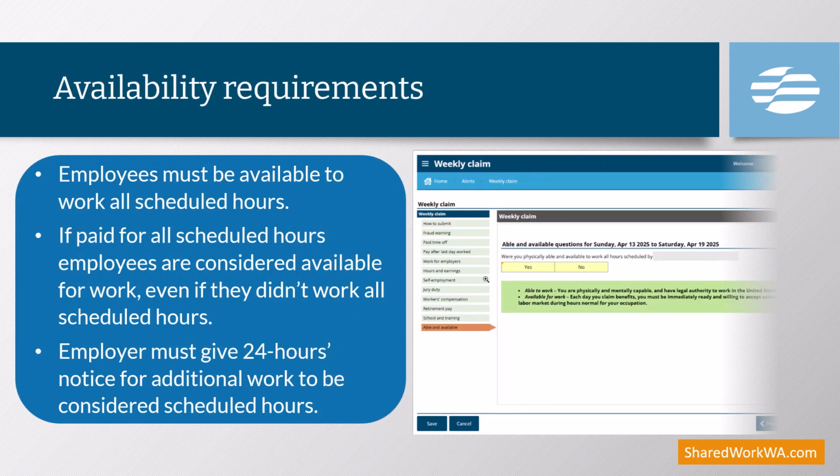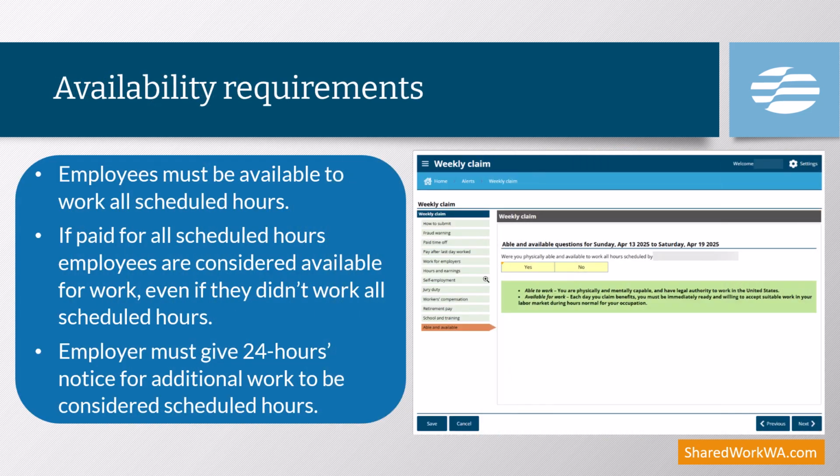To receive benefits, employees need to be able and available to work all scheduled hours. There are two exceptions to this requirement. First, if employees are paid for all scheduled hours, whether they worked or not, they are considered available for work. For example, if an employee was scheduled for 32 hours during a week, but they only worked 20 hours and are paid 12 hours of PTO to cover the time off, they would be considered available for work since they were paid for all scheduled hours.